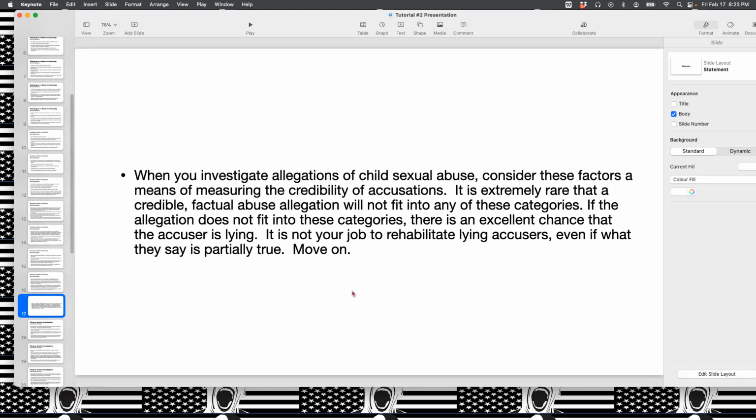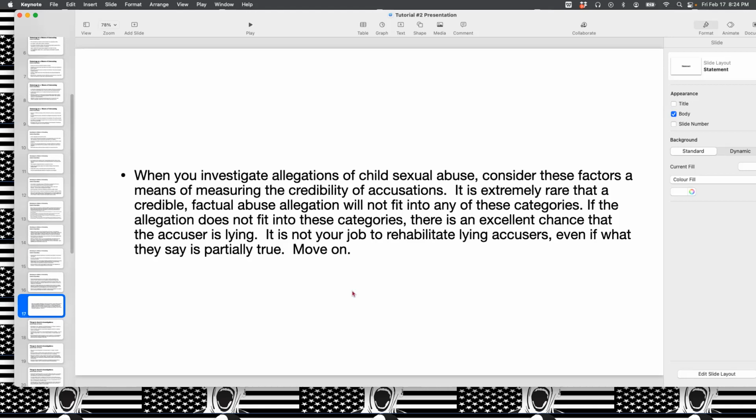It's extremely rare that a credible factual abuse allegation of child sexual abuse will not fit into any of these categories. If the allegation does not fit in any of these categories, there's an excellent chance that the accuser is lying. We know that between the studies that I've seen, 4 to 8% do so. It's not your job to rehabilitate lying accusers, even if what they say is partially true.